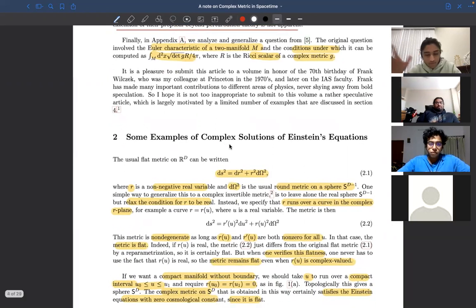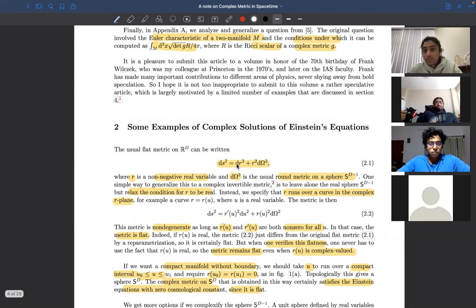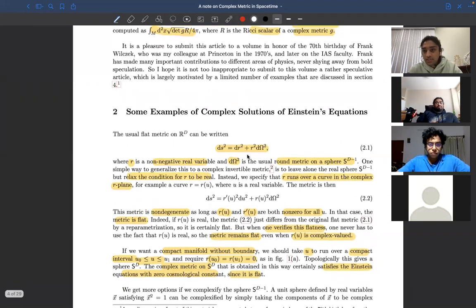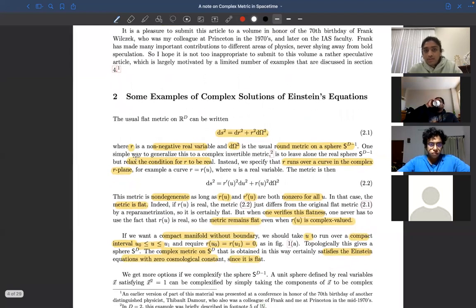So let's see what all this is about by taking the usual flat metric in some d dimensions on real space. Normally when you're considering things, r is non-negative and dΩ² is basically your spherical metric. There are multiple ways to generalize this. You can complexify the radial or the angular parts. Let's say we relax the condition for r to be real. We can make it complex.